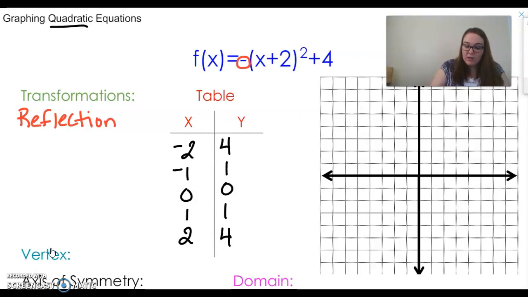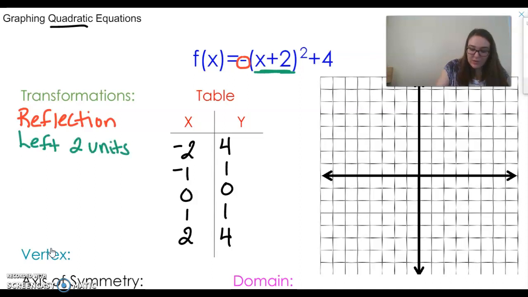When I look here, it says, hey, I have a +2 in here. Well, remember, inside is opposite. So +2 actually means instead of moving to the right, I'm actually going to move 2 to the left. Okay, so I am moving left 2 units. Okay, then finally I have this last part here. We'll use yellow. +4. Well, +4 is on the outside, so it means I'm taking my graph and moving it up 4 units.